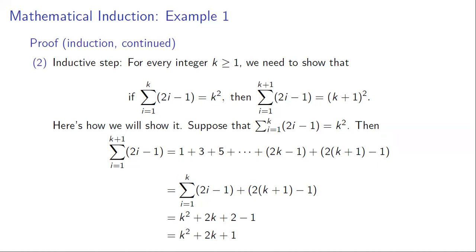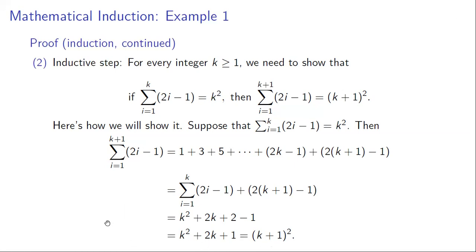Now, our goal is to show that the sum from i equals 1 through k plus 1 of 2i minus 1 should be equal to k plus 1 squared. So can we show that this is equal to k plus 1 squared? Well, if you remember factoring, it should be fairly easy. We can factor this just like this: k plus 1 squared is equal to k squared plus 2k plus 1.